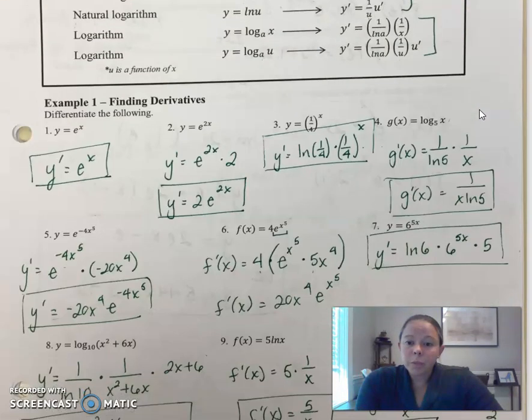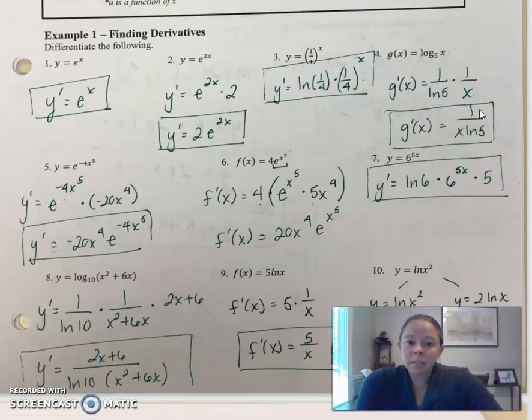Okay, so here's what some problems look like. So e to the x is just e to the x. E to the 2x, so here we have something other than just x, so it's e to the 2x times the derivative of the exponent, 2.